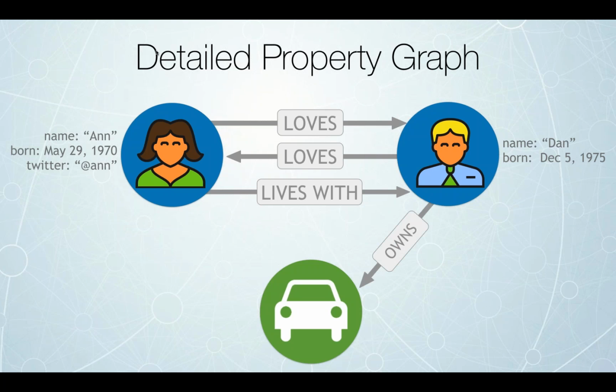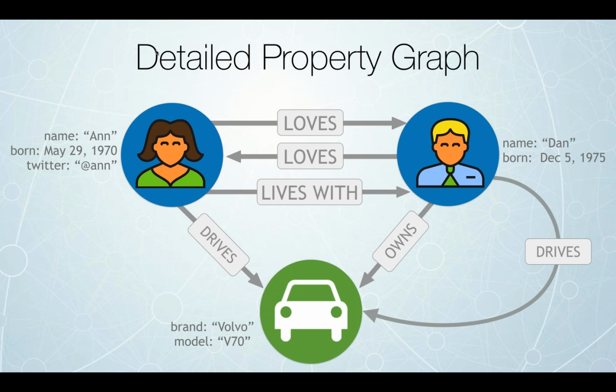Let's add an entity to the graph here. So we'll add a car. So we'll create a new node for this car, and we'll say that Dan owns this car. This is a Volvo, so we'll store some properties there. And we can also represent Anne driving the car. Dan is also going to be driving the car, so we can add more relationships. And we can also store properties on our relationships. So again, key value pairs on the relationships. So here we're storing dates.